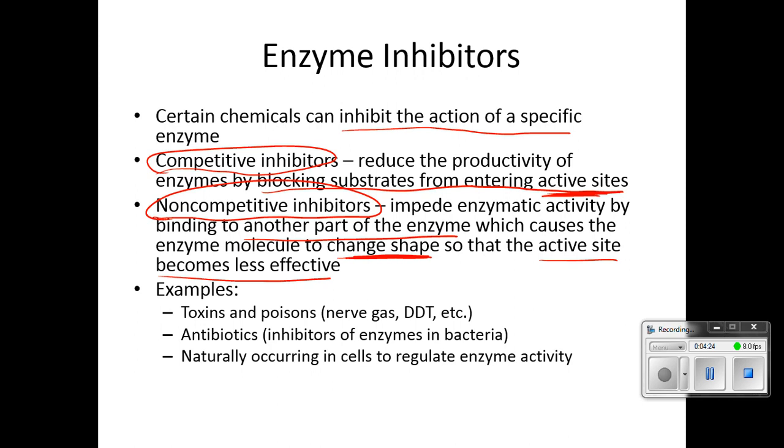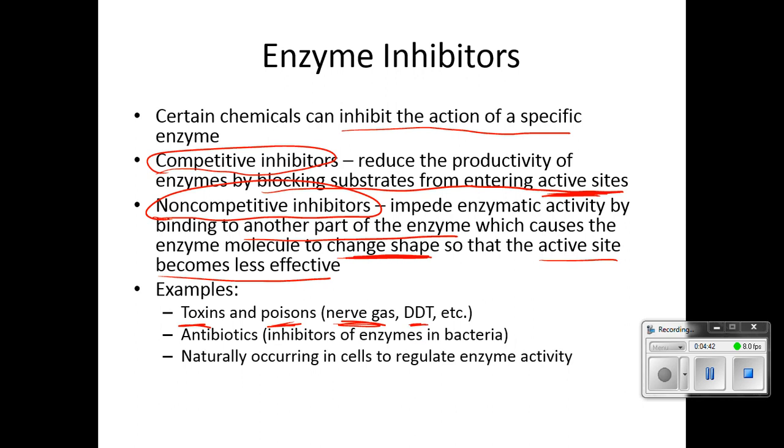So here are some examples of enzyme inhibitors. There are lots of toxins and poisons that are actually enzyme inhibitors. Nerve gas affects the neurons and transmission of neurotransmitters.